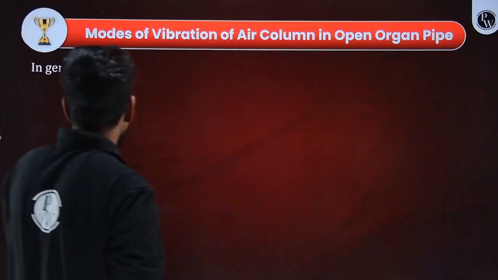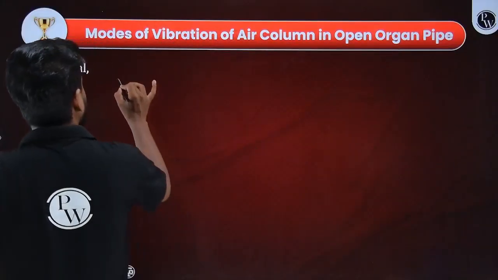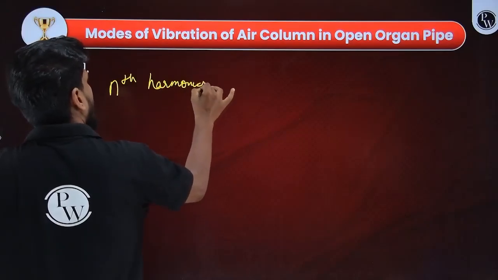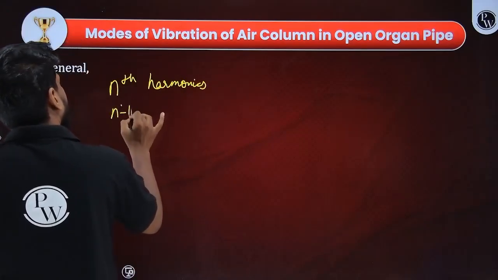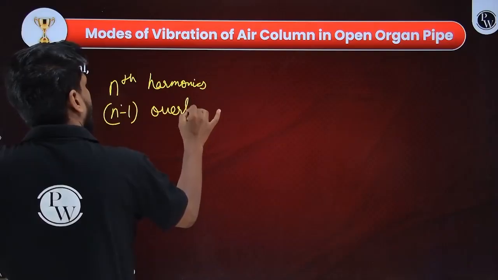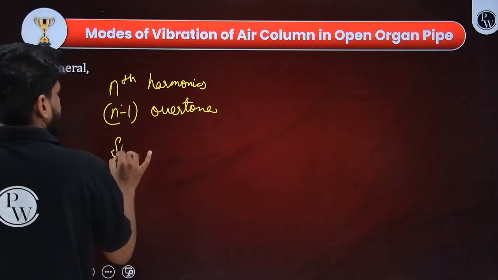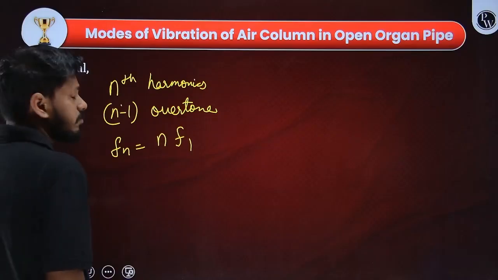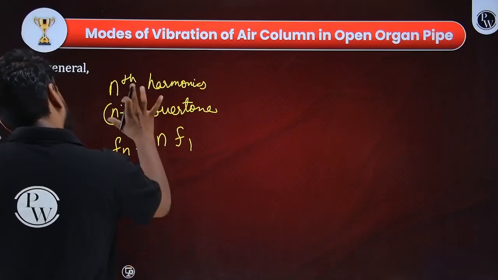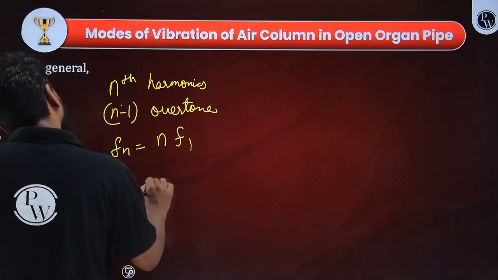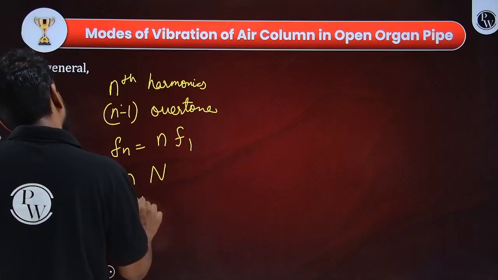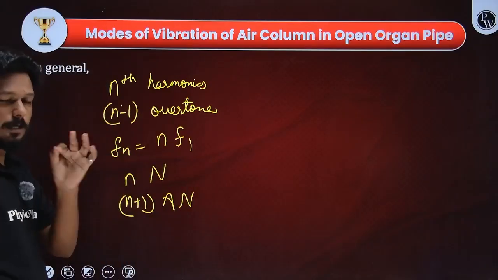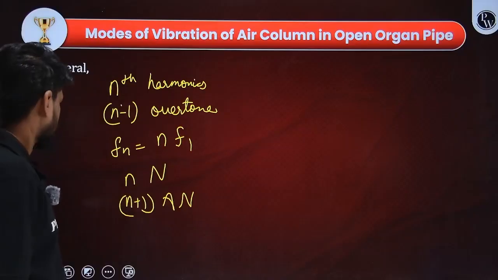So for an open pipe in general, if it is nth harmonics, it is n minus 1 overtone. In nth harmonics, my frequency is going to be n times the frequency of fundamental. If it is nth harmonics, I am going to have n nodes and n plus 1 antinodes. So you need to compare all the things, then only you can remember it easily.